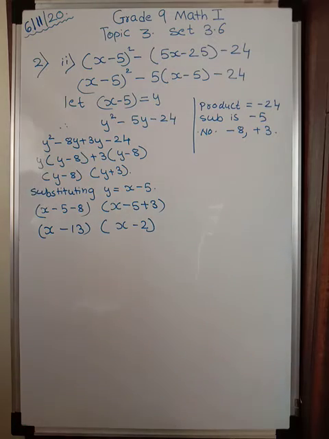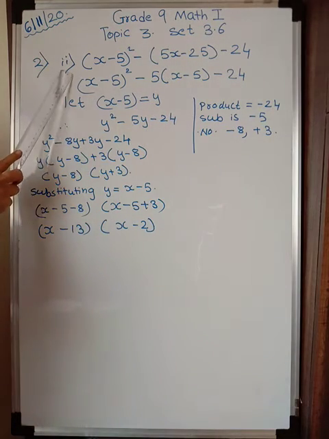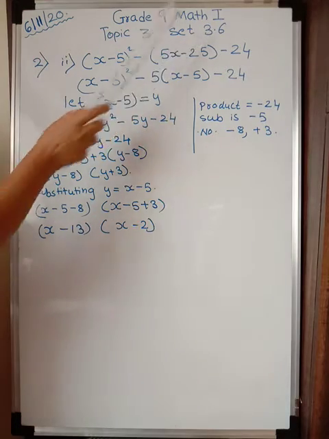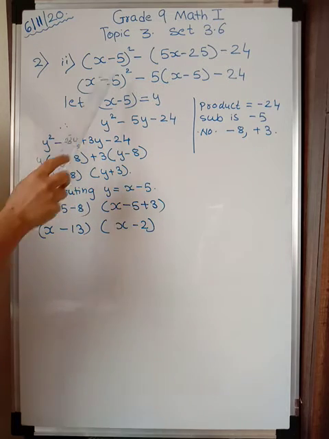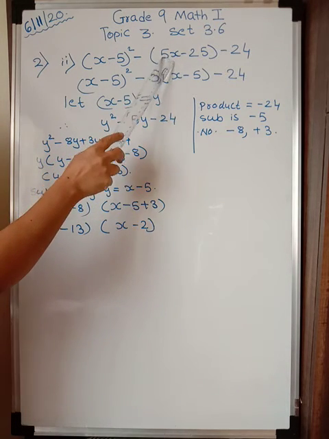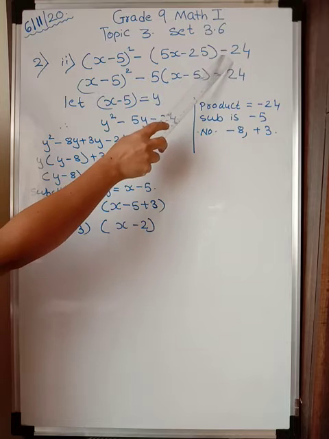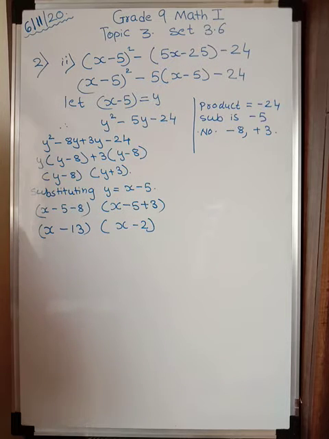Good morning, grade 9. Let's see question 2 from set 3.6. (x − 5)² − 5(x − 5) − 24. We have to factorize this.